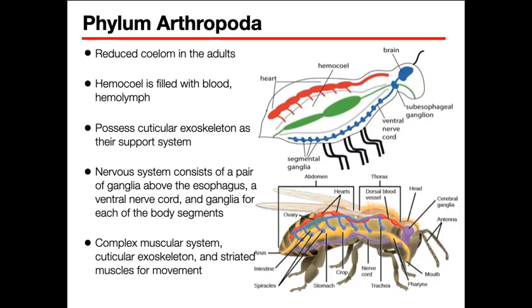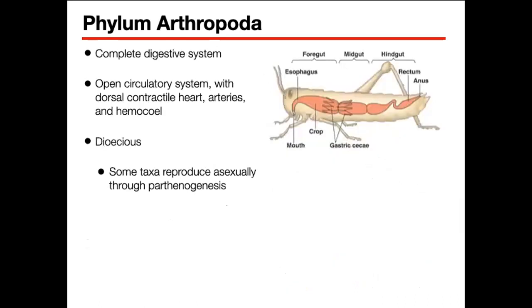And very complex din yung kanyang muscular system. Meron siya nung outer cuticle exoskeleton and striated muscles for movement. Okay? And some of these taxa would reproduce asexually through parthenogenesis, although most arthropods are dioecious. Okay? So complete yung kanyang digestive system, and they have an open circulatory system.